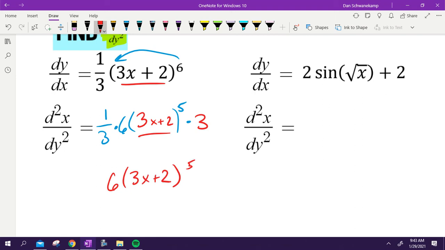Derivatives. We did that all the time. Let's look at the second one. dy dx equals 2 sine square root of x plus 2. I'm always going to make it a habit that when I see square roots, I just get rid of them right away. I hate square roots so much. Rewrite them as x to 1/2. My brain won't hurt.